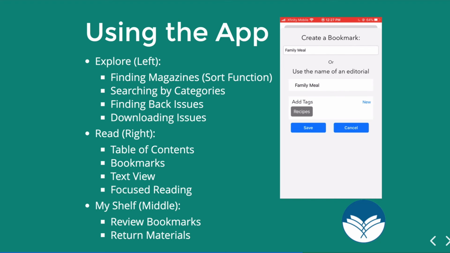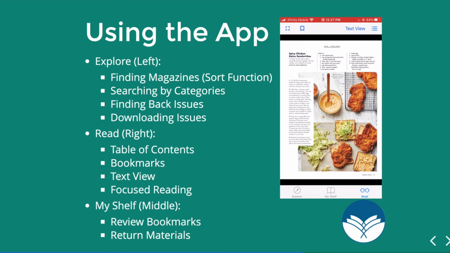Before we move over to my shelf, I want to show you how to access focused reading. To access focused reading, you can select the little box here up at the top left. When you do that, it'll take you to a screen that is just the image that you're looking at. If I want to go back, I just hit the button again and I'm back.